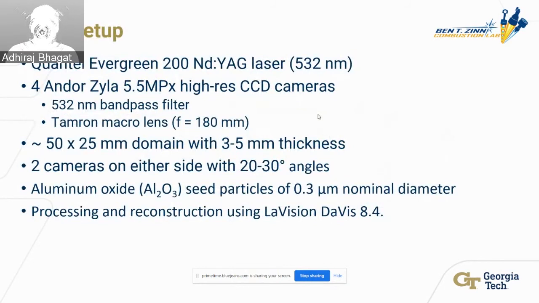These are just some specifics of the instruments we use. We use a 532 nanometer laser for ThermoPIV. We have our 4 cameras with a bandpass filter so that we'd only get light measurements that were actually from the laser and not other sources of light. The region we were imaging was about 50 by 25 millimeters with about 3 to 5 millimeter thickness. We used aluminum oxide seed particles, and as I mentioned, they're really small, 0.3 micrometers. And we used LaVision DaVis to reconstruct our velocity fields.